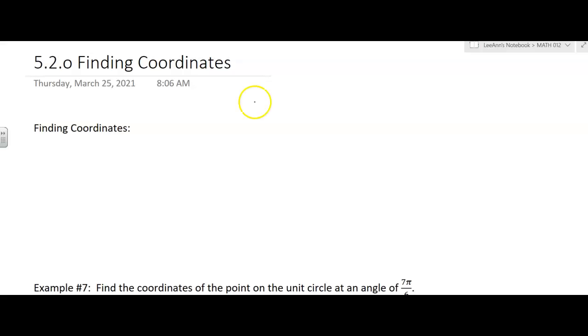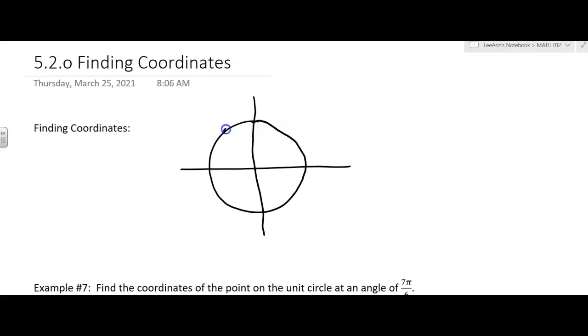Okay, so this is very similar to what we've been working on. But here's your coordinate system, and you have some unit circle here. And then there's a point out here. So we know that if this is some angle t, then the coordinates for that point are cosine t, comma, sine t.